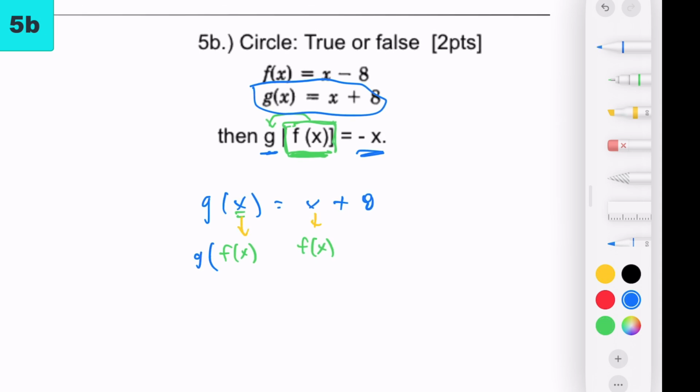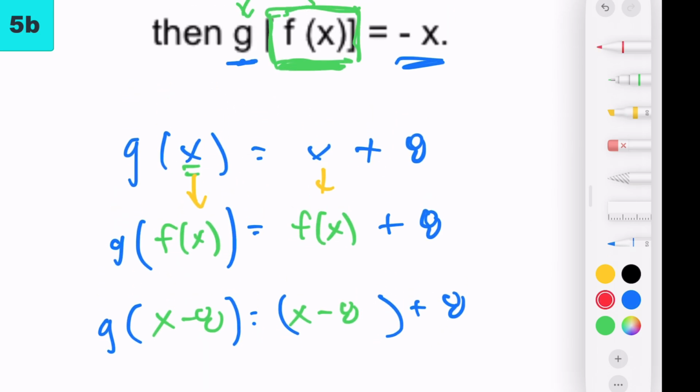So now I have g of f of x equals f of x plus 8. Now let's just put in f of x. F of x is x minus 8. Every time I see f of x, let's write x minus 8. So I have g of x minus 8 equals x minus 8 plus 8.